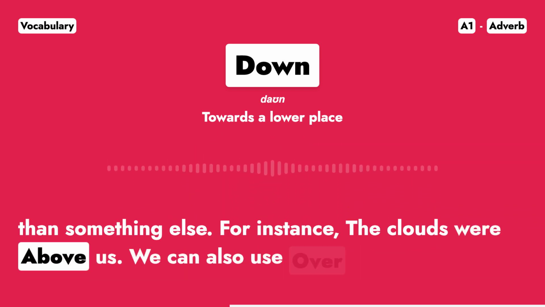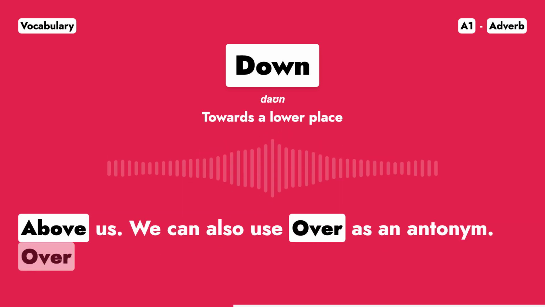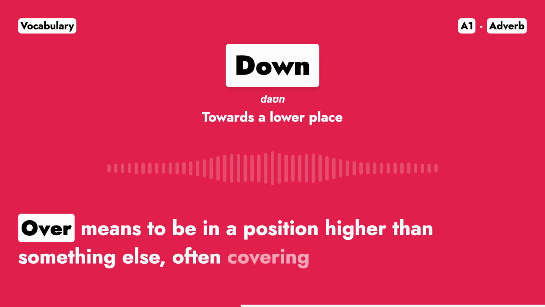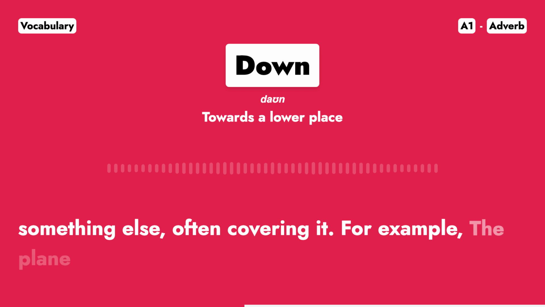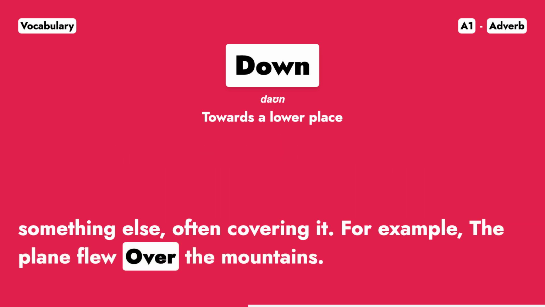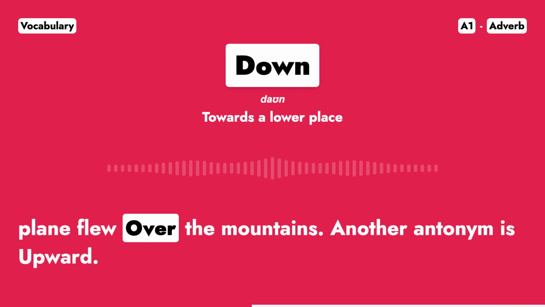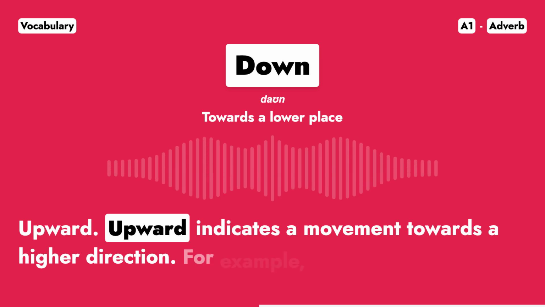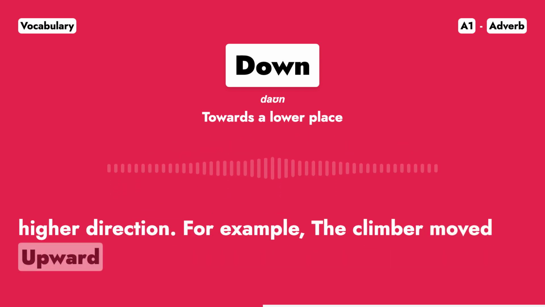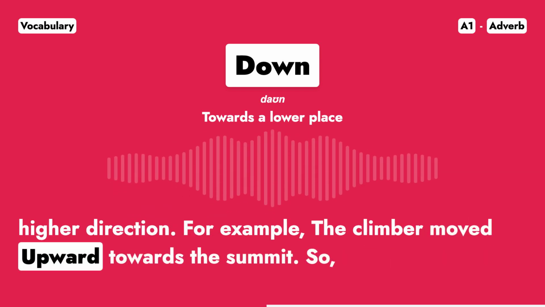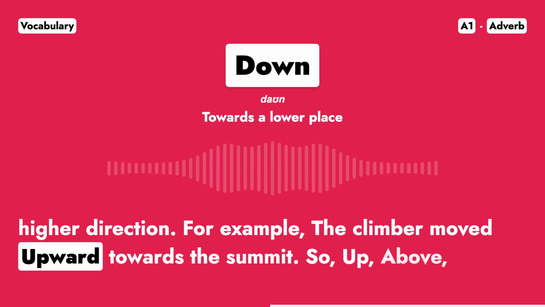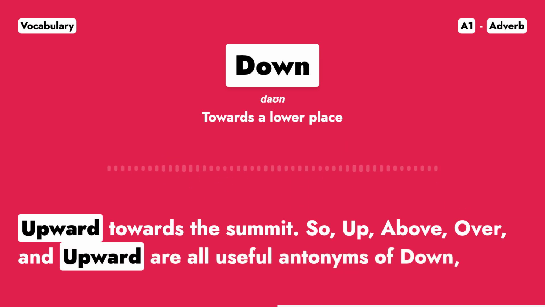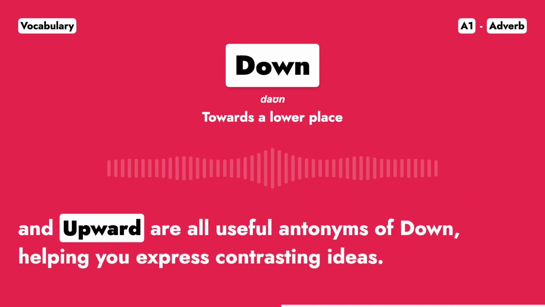We can also use over as an antonym. Over means to be in a position higher than something else, often covering it. For example, the plane flew over the mountains. Another antonym is upward. Upward indicates a movement towards a higher direction. For example, the climber moved upward towards a summit. So, up, above, over, and upward are all useful antonyms of down, helping you express contrasting ideas.